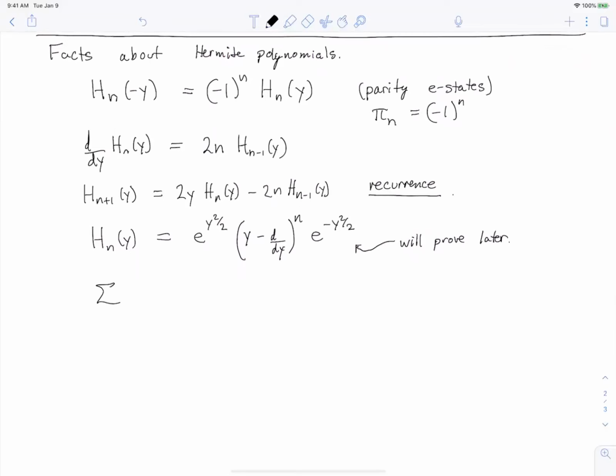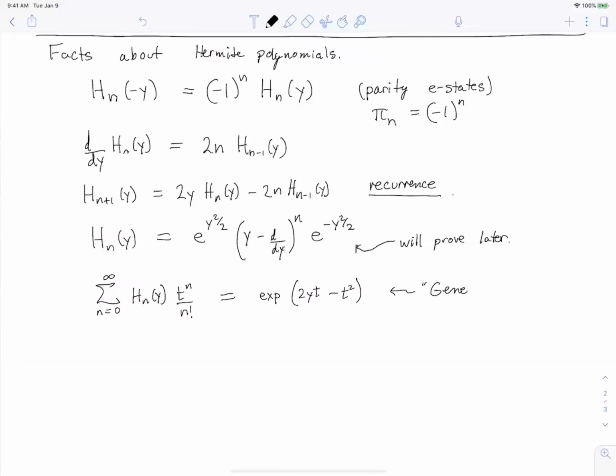Okay, and here's another one. If you take the sum from n equals 0 to infinity, so we're summing over all the Hermite polynomials, but now with a factor of t to the n over n factorial. Here, t is not time, it's just some parameter. If you do that sum, you get a neat expression: the exponential of 2yt minus t squared. That right-hand side is what's called a generating function.